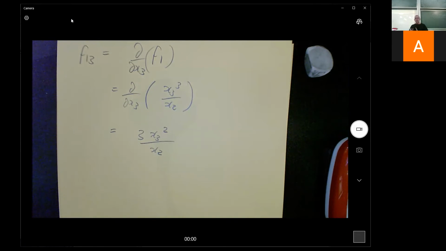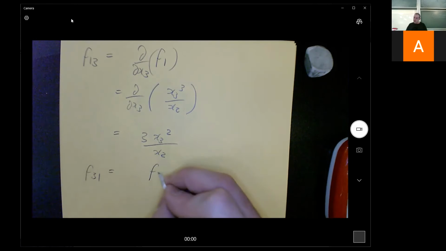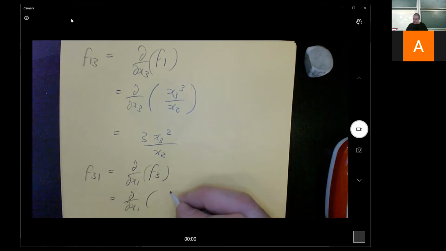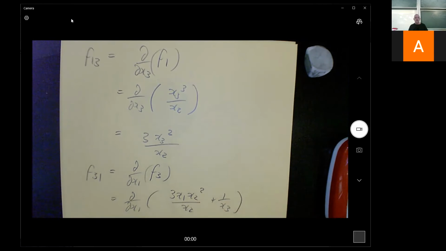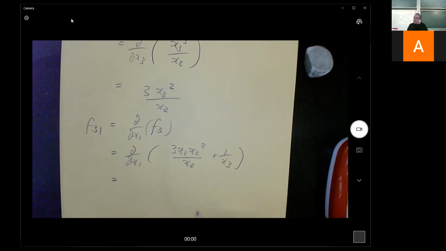I'm going to do one more of them. Let me do F31. Are we okay with that? So that would mean I'd do F3 and then I'd do the derivative with respect to x1. And the formula for F3 was earlier. And so I'm doing d on dx1.